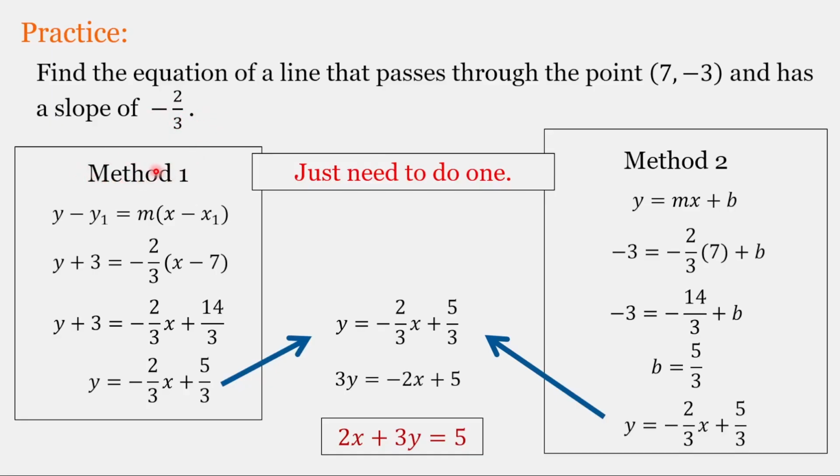So looking at those same two methods, with method 1, we used point slope form. And then method 2, we use slope-intercept. All you need to do is one of these methods, and regardless of the method you chose, you ended up with the equation y equal to negative 2/3 x plus 5/3 in slope-intercept form. And then you can take this equation and rewrite it in standard form. You end up with 2x plus 3y equal to 5.